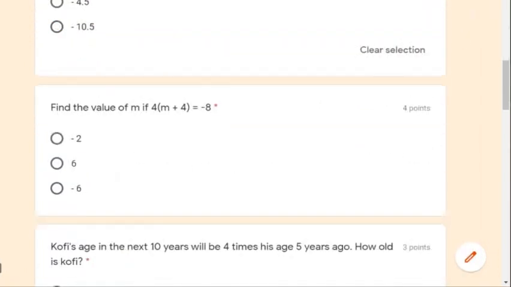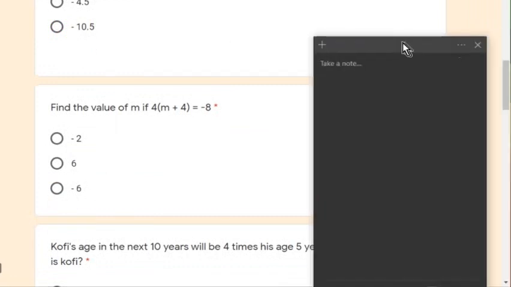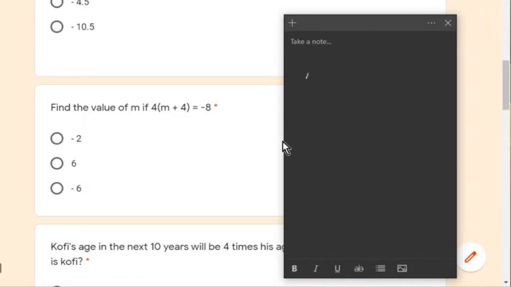Next question, we have to solve for m. Let's find the value of m in this equation. So we have 4(m + 4) is equal to negative 8. We expand what we have here because we can't add m to 4. So 4 will multiply the m, so I'll get 4m, and then 4 multiplies the 4 as well. So I'll get plus 4 times 4 is 16, giving me negative 8.